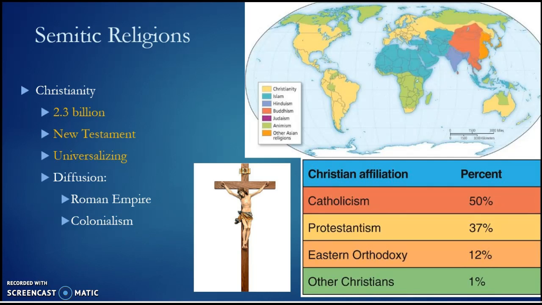When we look at Christian affiliation, we should note that Catholicism remains the largest percentage of Christian followers, followed by Protestantism. Now, in the United States, we're seeing a growth in Protestantism and a decline in Catholicism as our communities shift, as individuals are moving away from Catholicism and towards some of the Protestant sects.